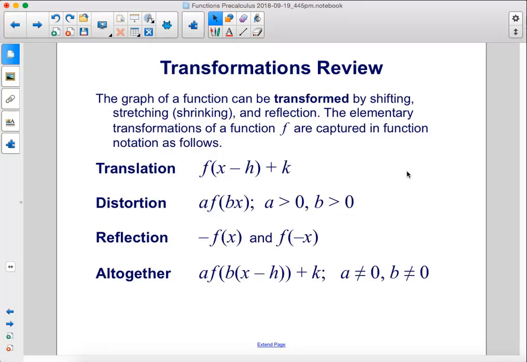The graph of a function can be transformed by shifting, stretching, shrinking, and reflection. The elementary transformations of a function f are captured in function notation as follows. Translation looks like f of x minus h plus k. Distortion will be a times f of bx, where a is greater than 0 and b is greater than 0. Reflection across the x-axis is negative f of x, across the y-axis f of negative x. And altogether it can look like this.